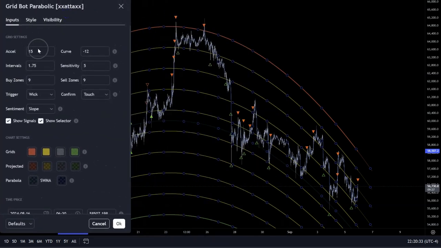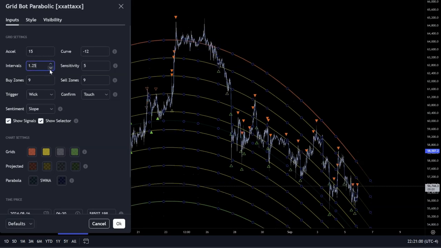We already know that acceleration moves the grid upward or downward, and the curve controls the curvature of the grid. So the combination of acceleration positive and curve negative causes this parabola shape. In a few minutes, I'll show you how to adjust these to different shapes of the market. The intervals are the grid spacing.